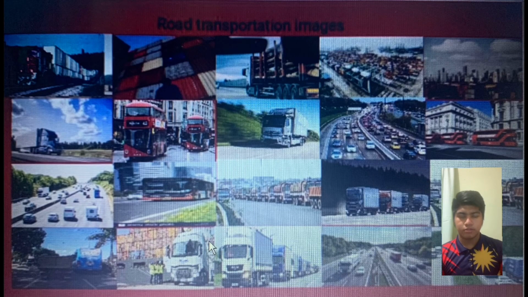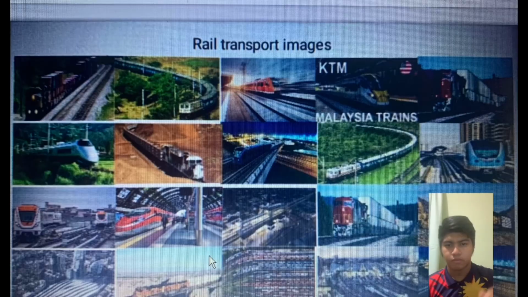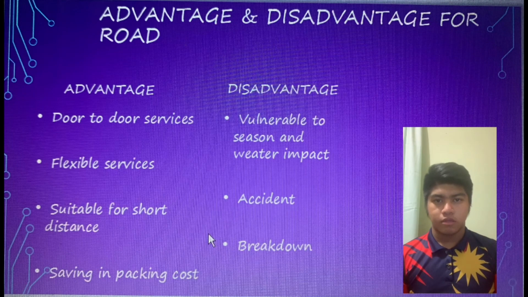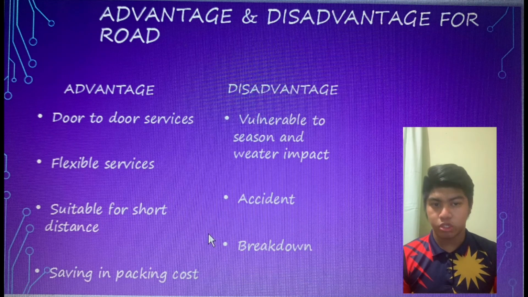This is among the road transportation pictures. This is among the rail transportation pictures. The advantages and disadvantages for road transportation. The advantages are number 1, door-to-door service. Number 2 is flexible service. Number 3 is suitable for short distance. Number 4 is saving in packing cost.